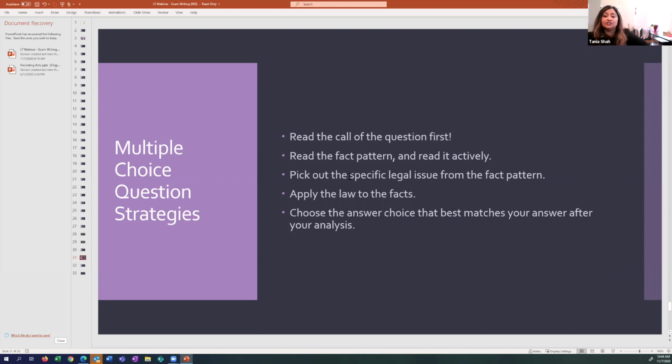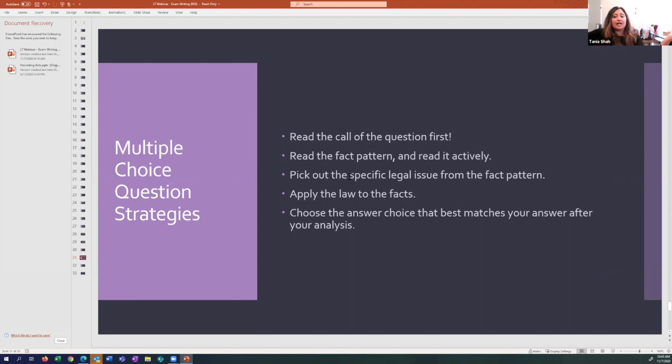So some of your professors may have multiple choice questions. There are ways to read it. There are things that you cannot skip, like you have to know the law, right? But when some people say to me, I'm just so bad at multiple choice exams, let's figure out what that issue is, right? The first thing we always do is read the call of the question. It may direct us, especially if it's like, did Joe commit a battery? Then we're like, okay, it's going to be intentional tort, battery.